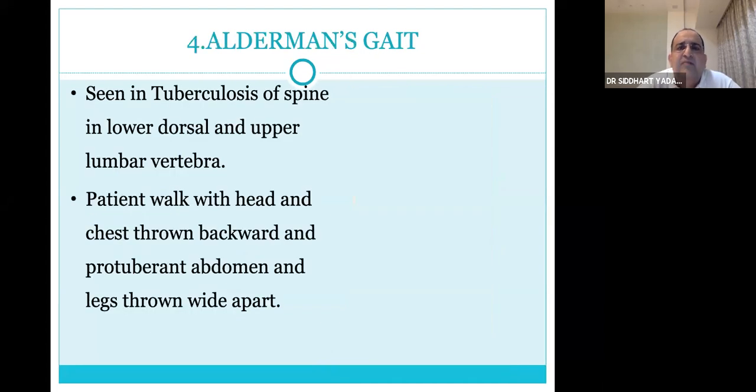Now, what is Alderman's gait? This is seen in TB of the dorsolumbar spine. And what happens in Alderman's gait? The patient walks with head and chest thrown backward, protuberant abdomen, and legs thrown wide apart. So with a wide base, the person walks with head and chest thrown backward and abdomen protuberant.